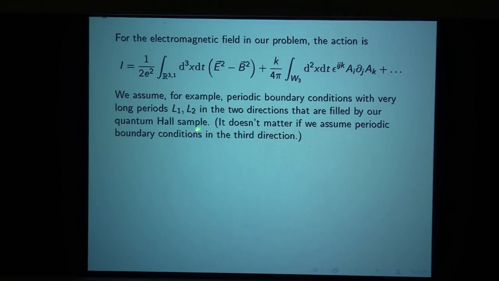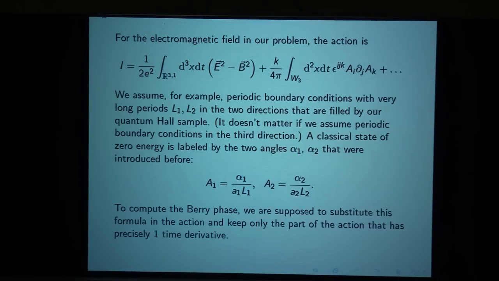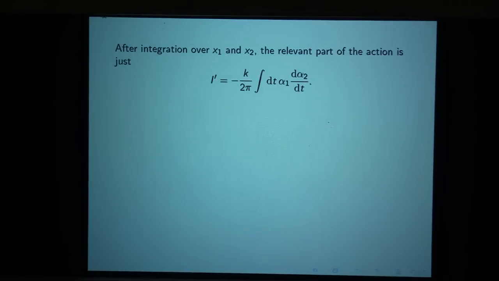So to go more slowly, we consider periodic boundary conditions with very long periods in the two directions filled by our quantum Hall sample. You can do whatever you want in the third direction. A classical state of zero energy is labeled by the two angles that we had before. To compute the Berry phase, we're supposed to substitute this formula in the action and keep only the part of the action that has precisely one time derivative. And it only comes from here. If you insert this in here, allowing alpha 1 and alpha 2 to possibly be time dependent, you find that the part of the action we care about is like that.